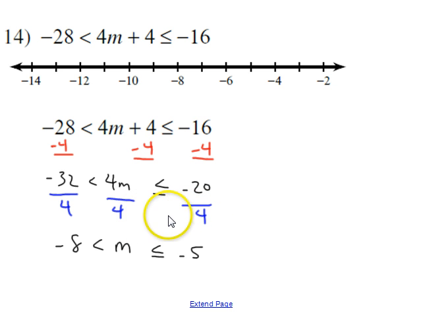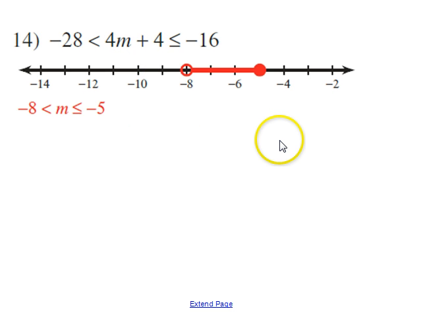I never divided by a negative. I never multiplied by a negative. My arrows in the end are the same arrows I had at the beginning, and I end up with just m in the middle, -8 on the left, -5 on the right. When you have and inequalities, when you have the variable and all of its stuff in between two arrows, your graph will also be in between two circles. So look for that. These and inequalities where the stuff's in the middle have graphs where the stuff's in the middle. And notice that this circle's at -5, this circle's at -8, and this one, since it's not underlined, is an open circle.